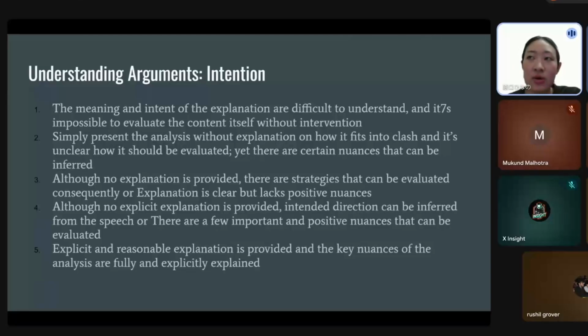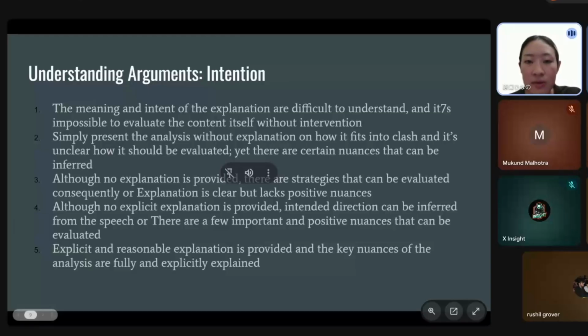So it also affects to what extent you can intervene yourself in evaluating the argument, and you have to acknowledge to what extent you can or should interact with the material. That's why I think there are also levels of proof in the intention.